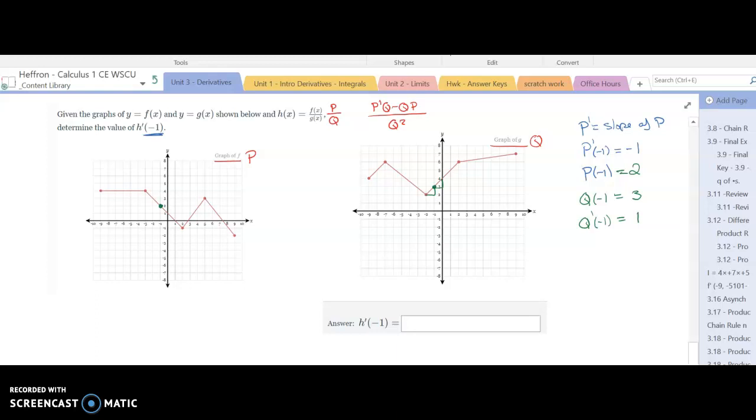Now I just put all these into my P prime Q minus Q prime P all over Q squared. P prime we said was -1. Q is 3 minus Q prime is 1. P is 2 over Q squared. Well, that's 3 squared. So here we have -3 minus 2 more. -5 is our numerator. 3 squared is 9 is our denominator.